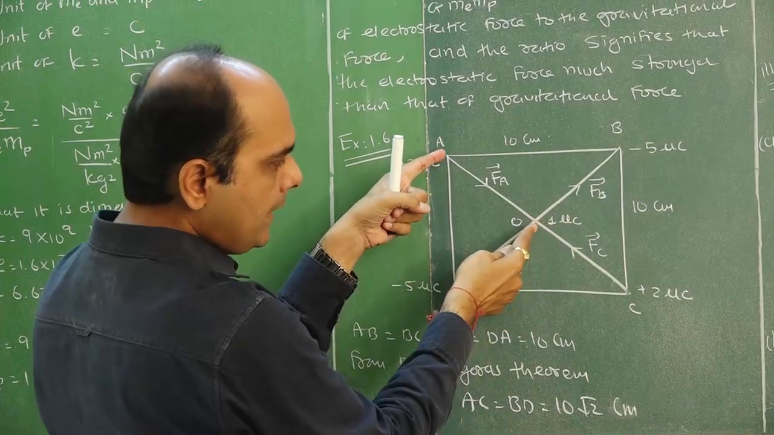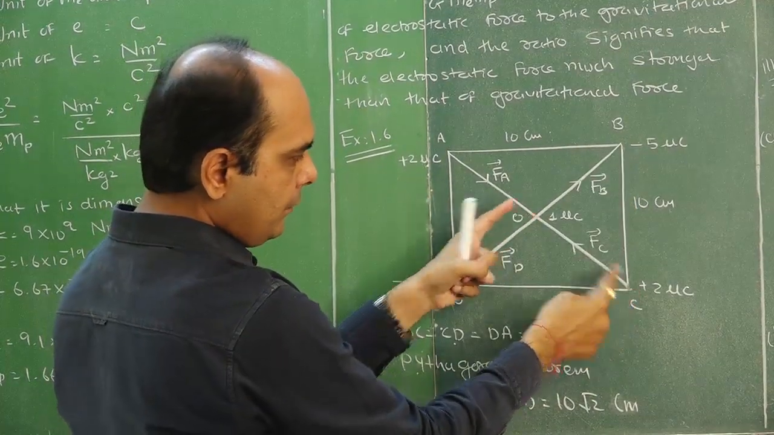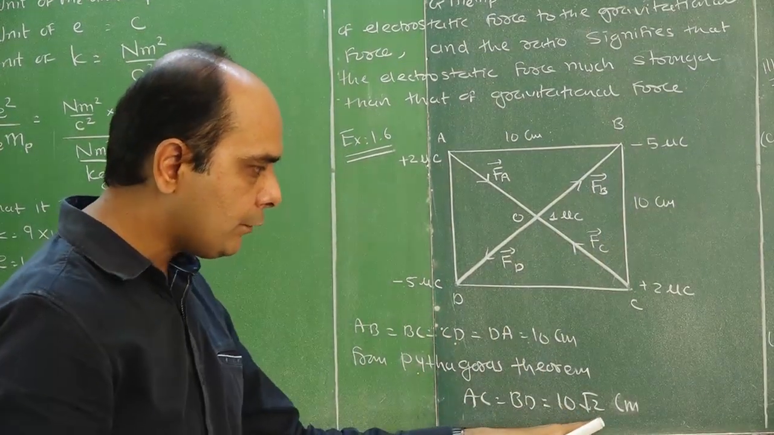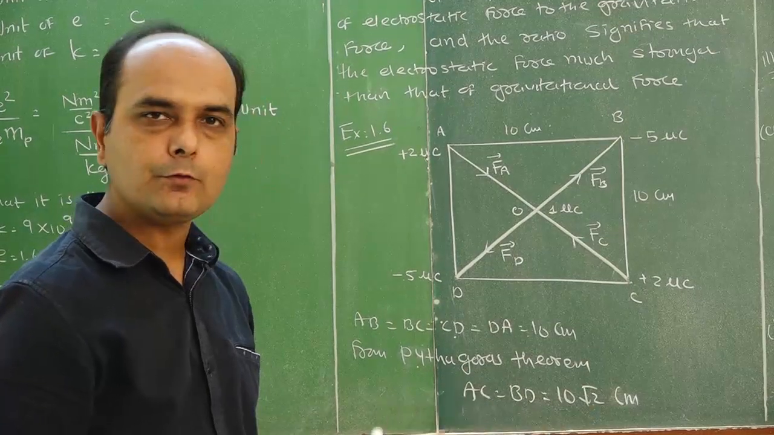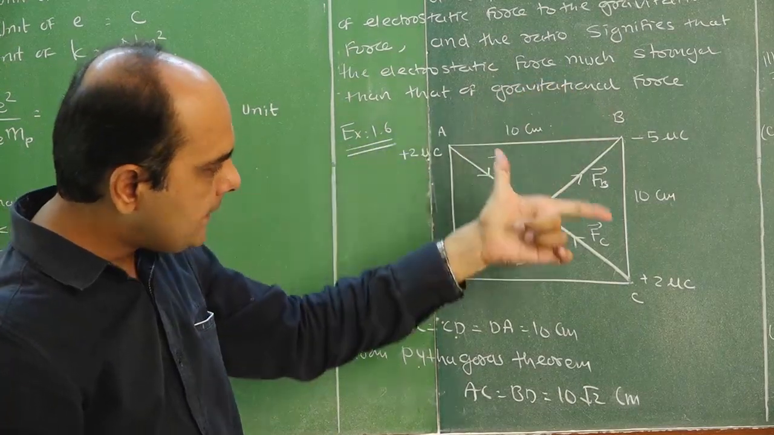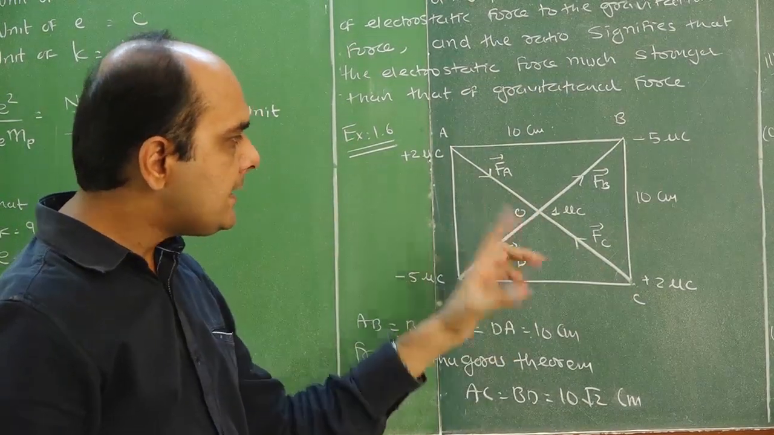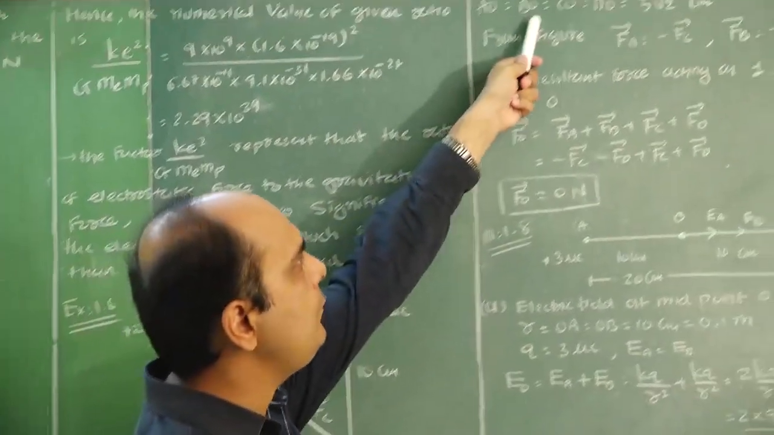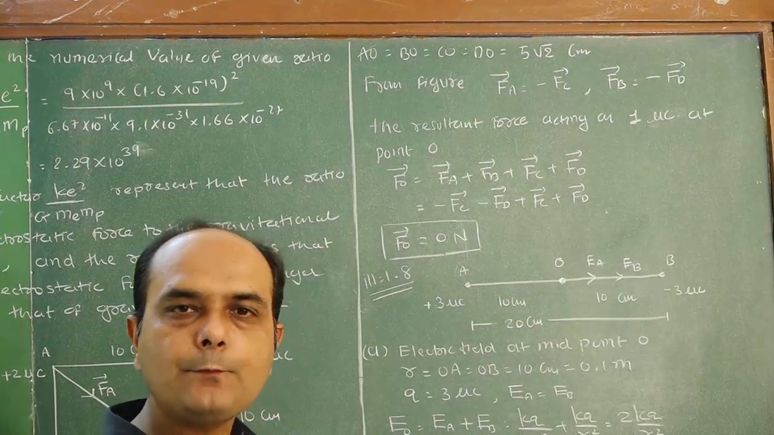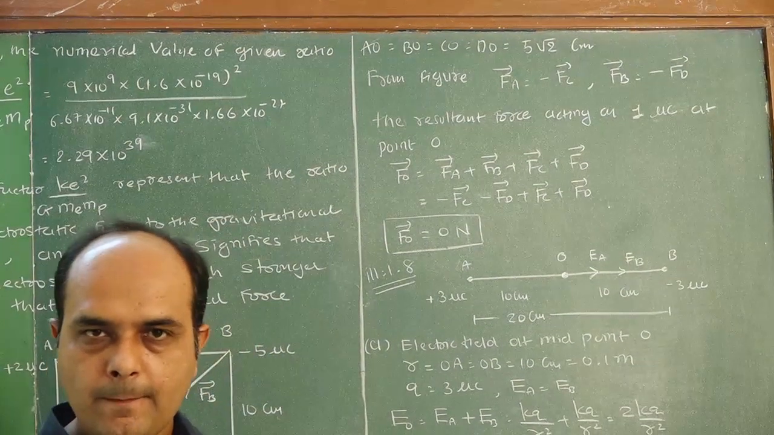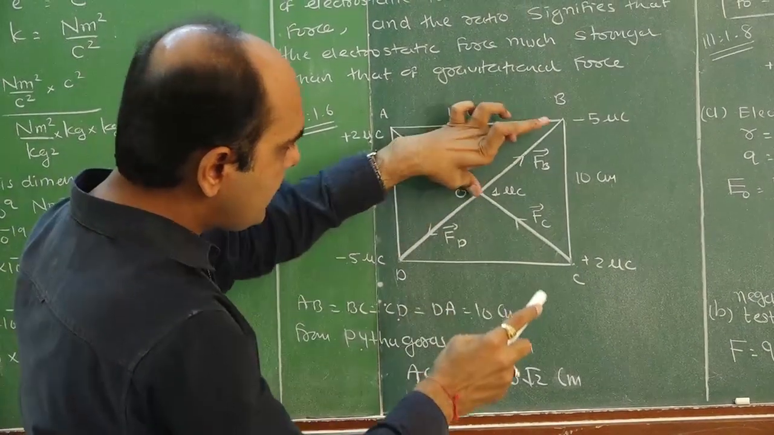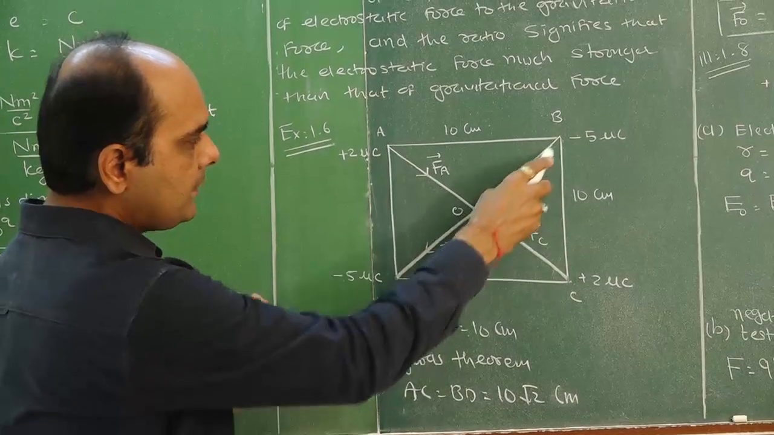We need only the distances AO, BO, CO and DO, so make it half of the 10 root 2. Divided by 2, the answer will be 5 root 2. So we can say that AO is equal to BO is equal to CO is equal to DO is equal to 5 root 2 centimeter. Means from the center to the vertices, the distance r is the same everywhere. No change in distance.